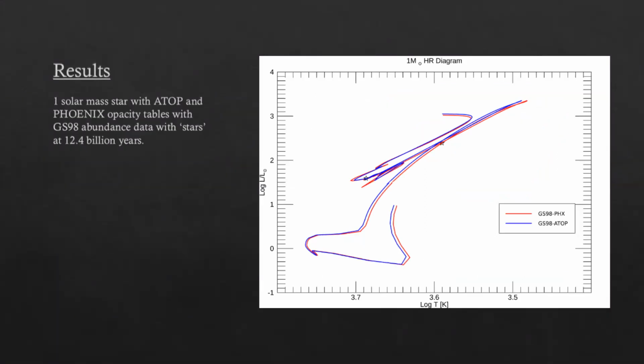And this is just an HR diagram with those two different stars, which represent where the ATOP and Phoenix runs are at 12.4 billion years for a one solar mass star.